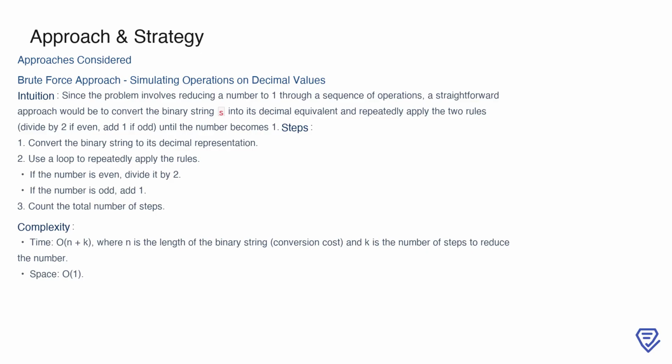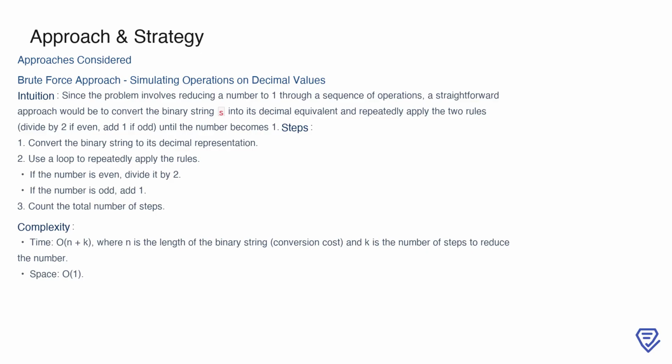the binary string into its decimal equivalent and then repeatedly apply the operations. If the number is even, we divide it by 2, and if it's odd, we add 1. This process continues until the number becomes 1, and we count the steps as we go. While this approach is intuitive and easy to implement, its complexity includes the cost of converting the binary string to a decimal, which is O(n), plus the number of steps required to reduce the number to 1, denoted as k. This results in a total time complexity of O(n + k), with a constant space complexity of O(1).